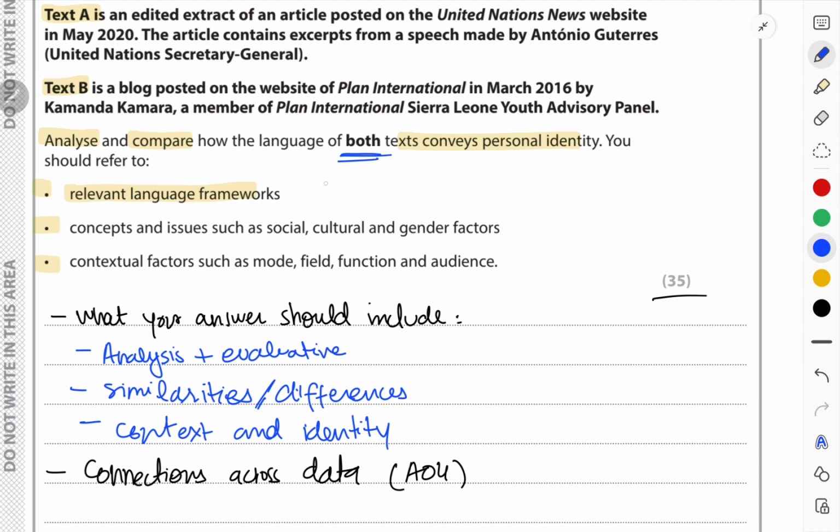the first bullet point says you should make reference to relevant language frameworks, and you probably have done these in your class with your teacher, or wherever you study. These include things like lexis, discourse, grammar, syntax, morphology, right?